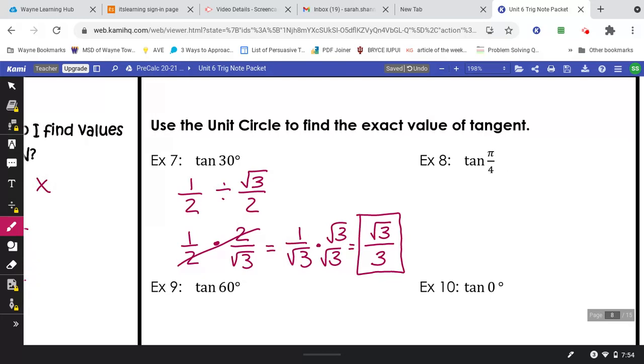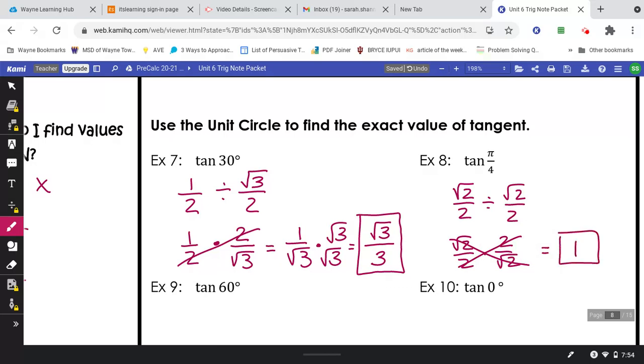Example 8, the tangent of pi over 4. So go to pi over 4, take your y value, radical 2 over 2, divided by your x value, radical 2 over 2, and flip the second fraction and multiply. This time both of those cancel out and you're left with an answer of 1.